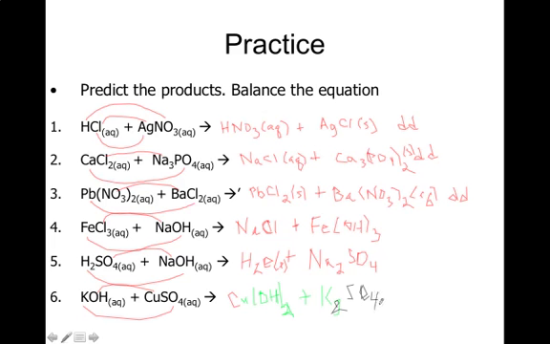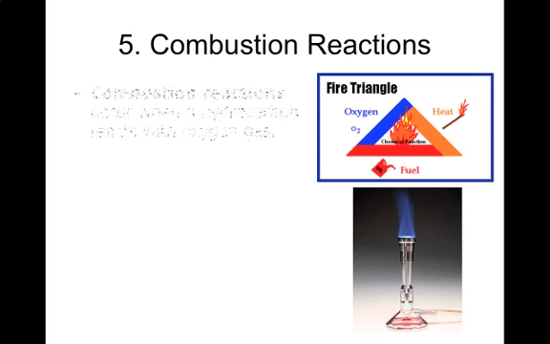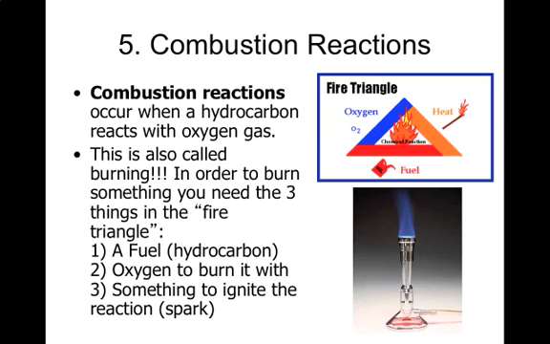Okay, we may not have gotten all of those balanced, but we predicted the products and they're all double displacements. The fifth type of reaction that we're going to look at is combustion reactions. Combustion reactions occur when a hydrocarbon, a carbon and hydrogen containing compound, reacts with oxygen gas.